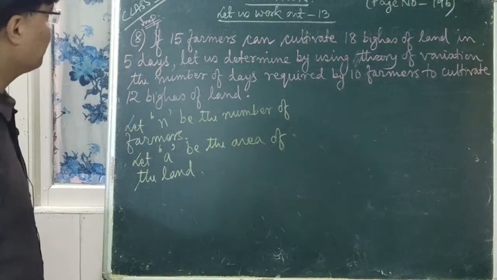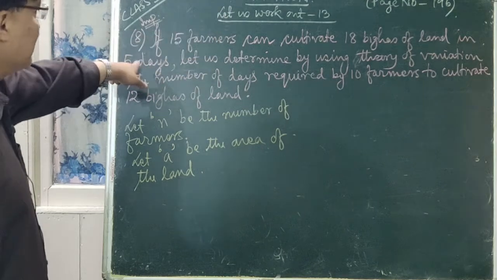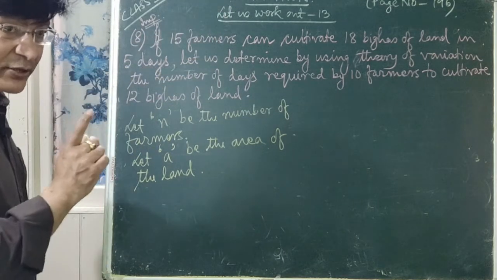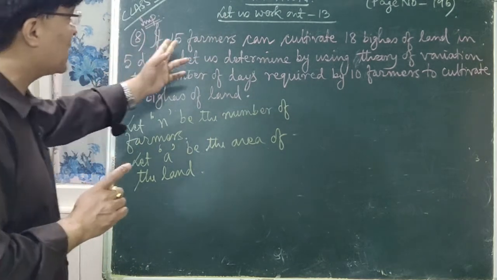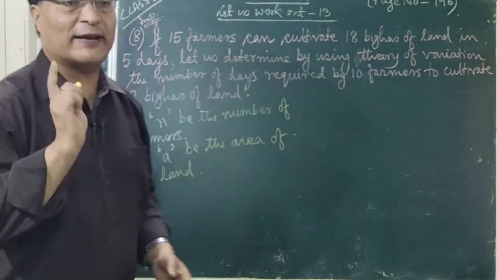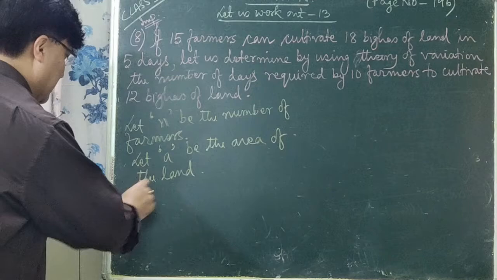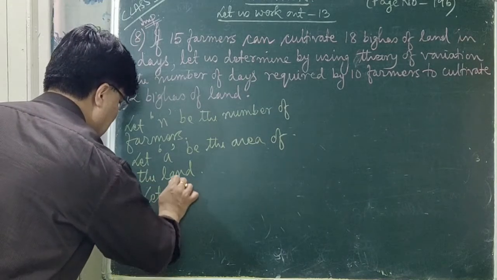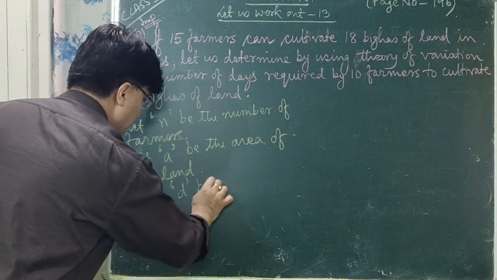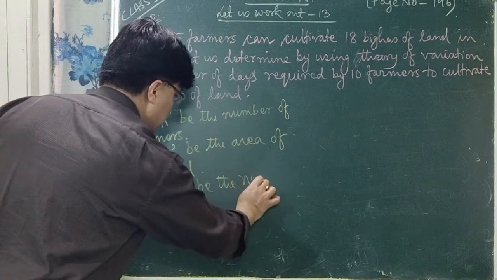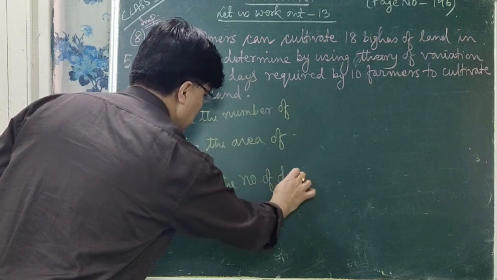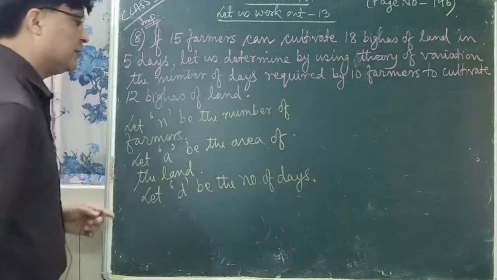Then next, in 5 days, let D denote the number of days. कति दिनमा सक्दैछ? 5 दिनमा. 15 जना कृषकहरूले 18 bighas of land जोत्नु कति दिनमा सक्दैछ? 5 days मा सक्दैछ. Let D be the number of days.